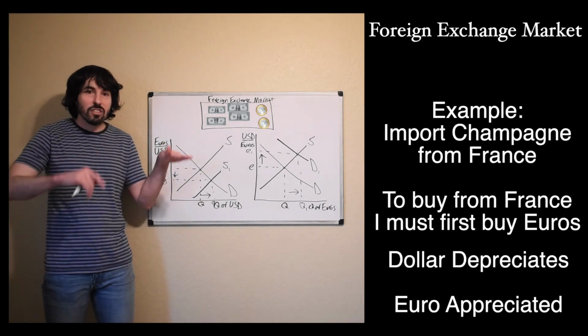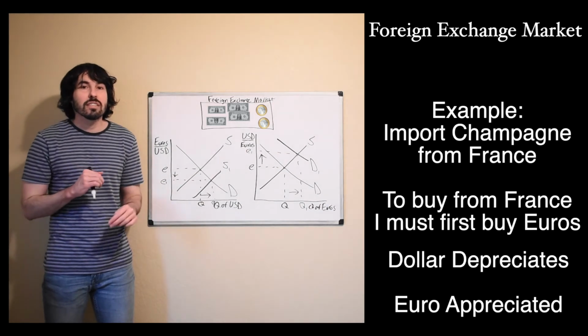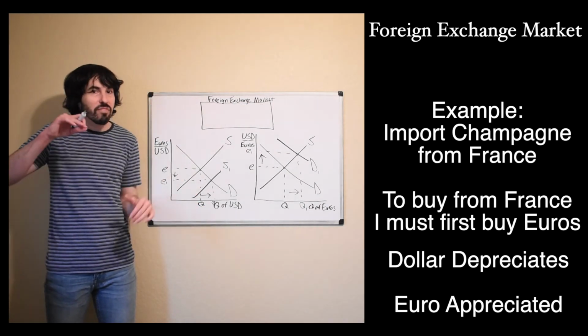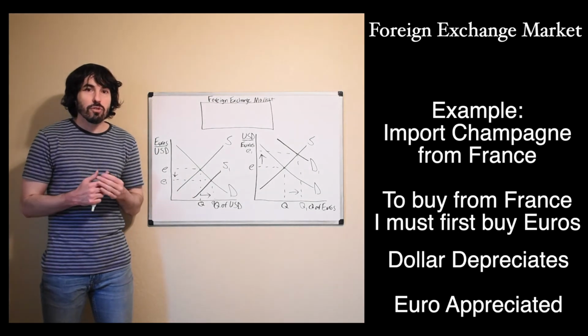Remember, I said it's like a seesaw. We're only comparing two currencies at once, and so because of that, if one goes down, the other has to go up and vice versa. Let's do one more example real quick.